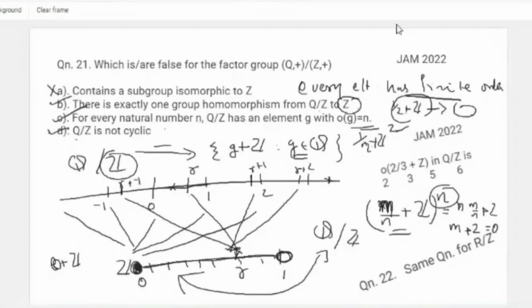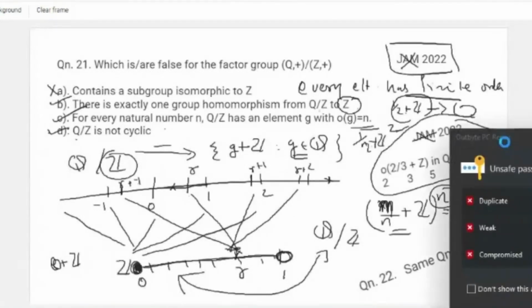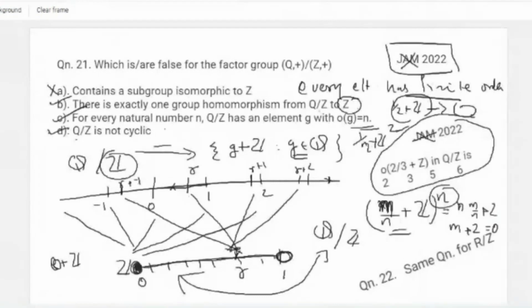This is again an exam 2022 question. The same kind of questions I have listed here. This is not JAM, I think one of them is not JAM. Maybe my mistake. This is the order of 2 by 3 plus Z in Q over Z. No doubt it is 3. Only its third power gives identity. Second power or first power is not identity. So that is the easy part.